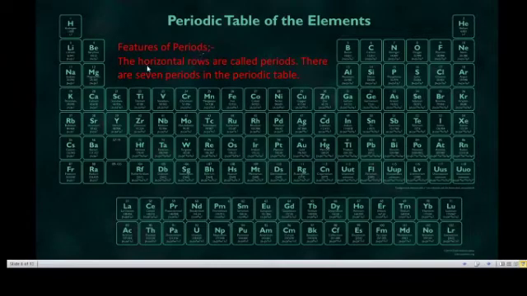Features of periods. The horizontal rows are called periods. Left to right, the arrangement of elements in the periodic table is called periods. This is first period, second period, third period, fourth period, fifth period, sixth period, and seventh period. There are 7 periods in the periodic table.